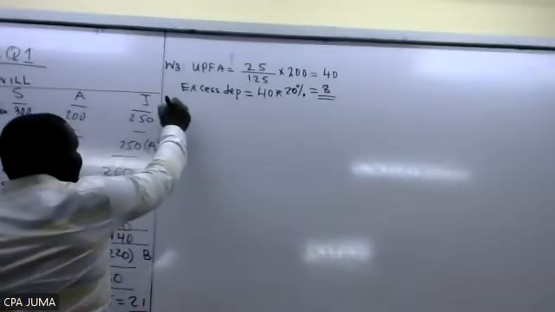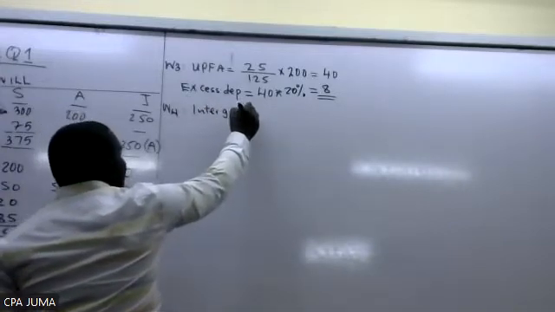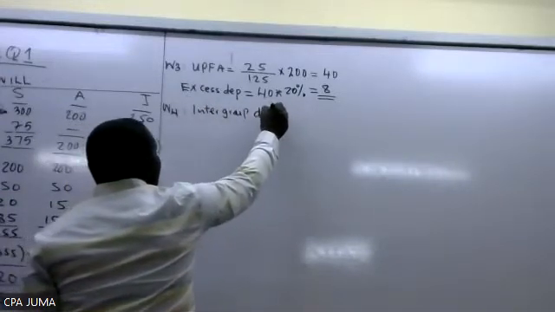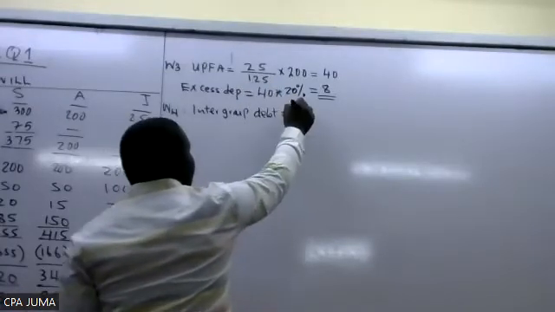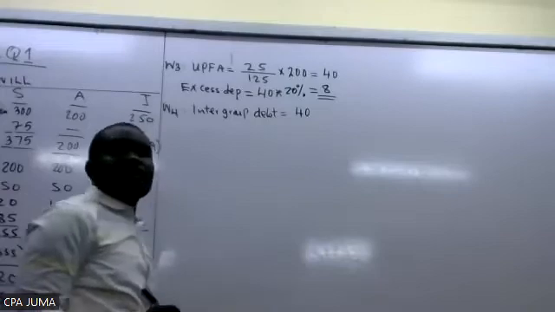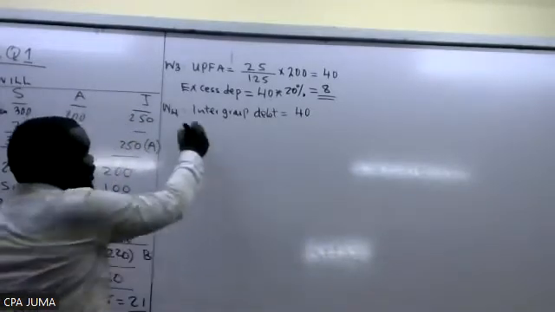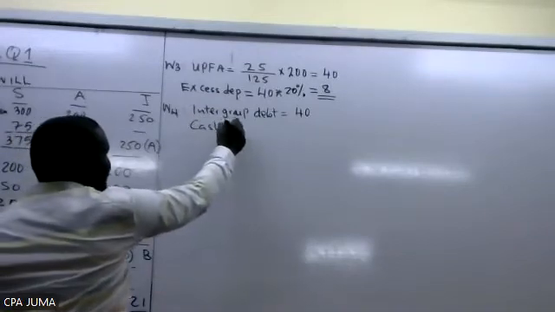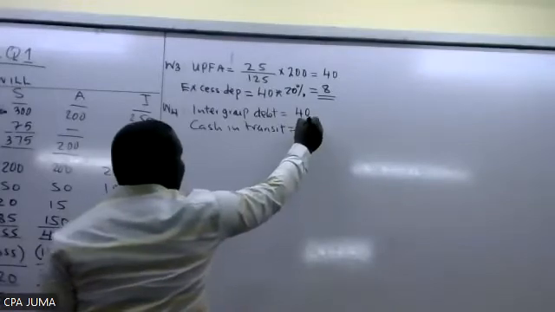So there is intergroup debt, which is, yes, that is not 6. Intergroup debt is how much? 40. The correct balance is 40, not 50. Because there is cash in transit of how much? 10.